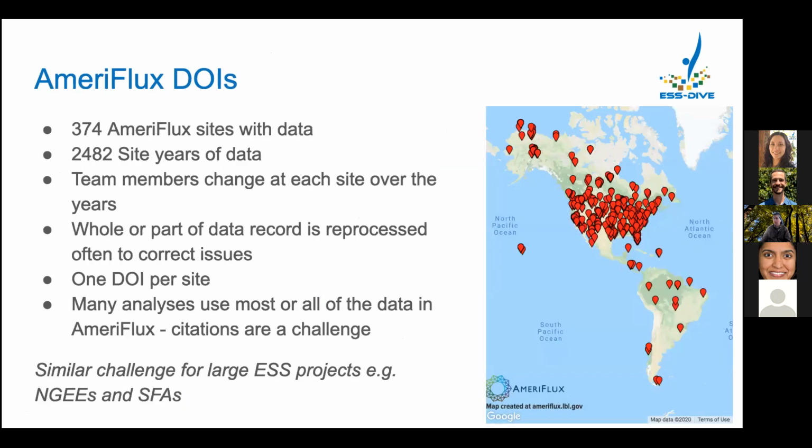So one of those examples is Ameriflux. We have 374 independent sites with independent authorship that contribute data into Ameriflux. That ends up being 2,482 site years right now.